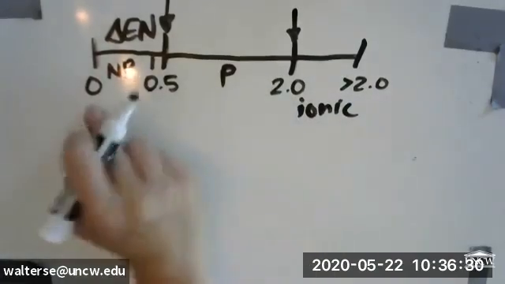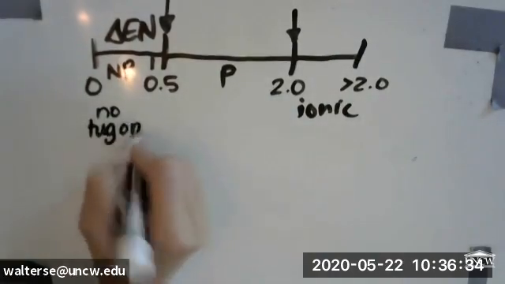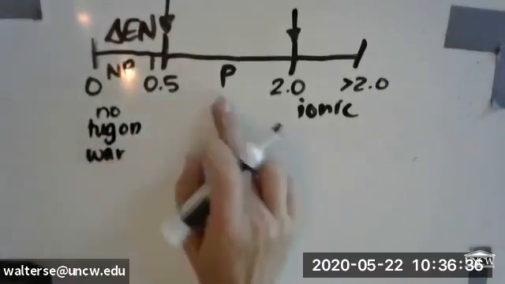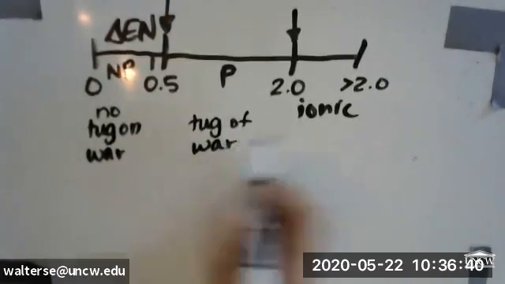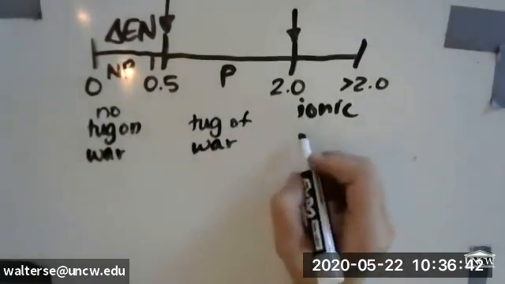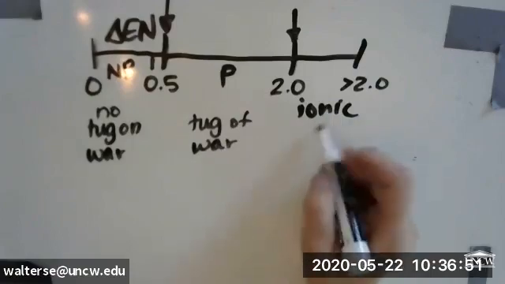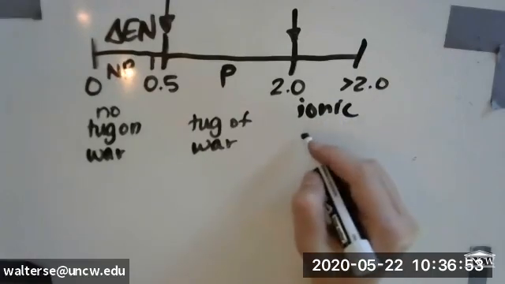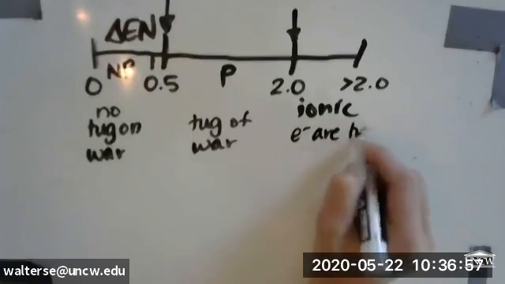So nonpolar is saying there's no tug of war on the electrons in the bond. Polar is saying there's tug of war on the electrons in the bond. Ionic is saying that you just played tug of war with the mountain from Game of Thrones, and you ripped your arms off. So in ionic bonds, the dipole is so strong that the electrons are transferred.